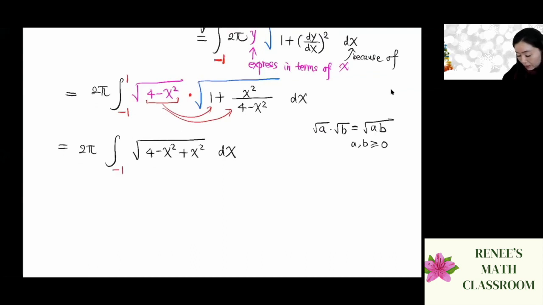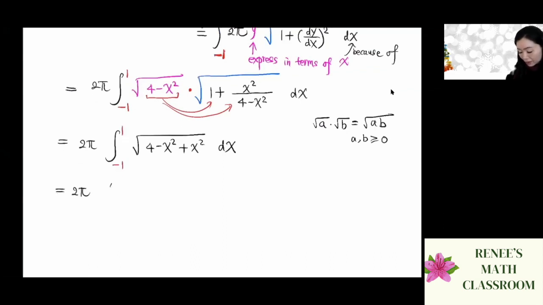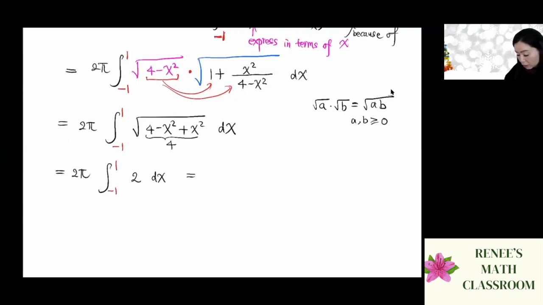Make it into 1. So this is going to be 2 pi, and this is just the square root of 4, which is 2, dx. Then from -1 to 1, this is equal to 2 pi times 2x from -1 to 1, which is equal to 8 pi. So after all this work, we discovered that the ring that we're looking for has this area to be 8 pi.